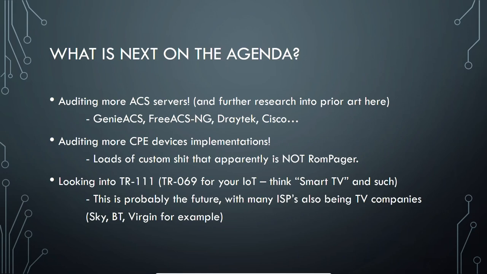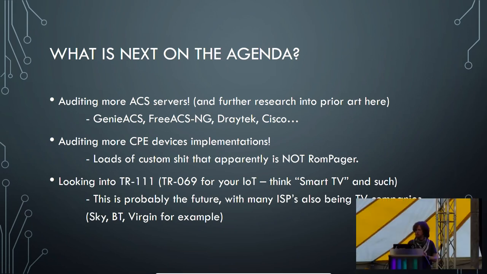What's next on the research agenda for this is auditing more ACS servers. As I search more, I find more people have done small bits of work here and there on this. So there's GenieACS, which is pretty amazing because it involves MongoDB and Redis and Node and Ruby on Rails and all this other hipster modern web stuff. So it's also extremely well maintained. I want to have a look at that.